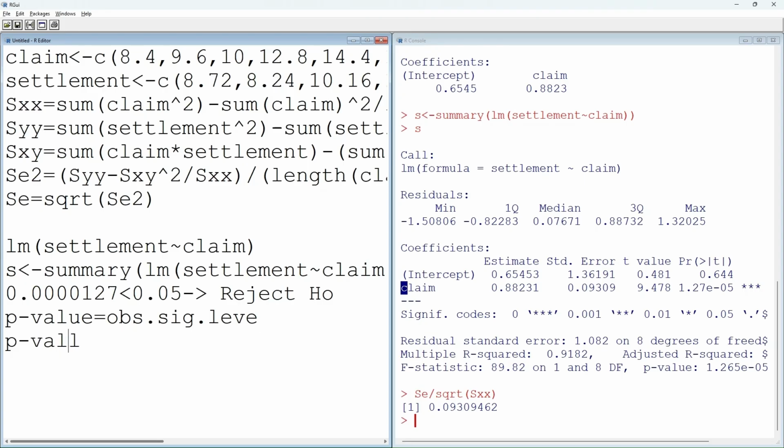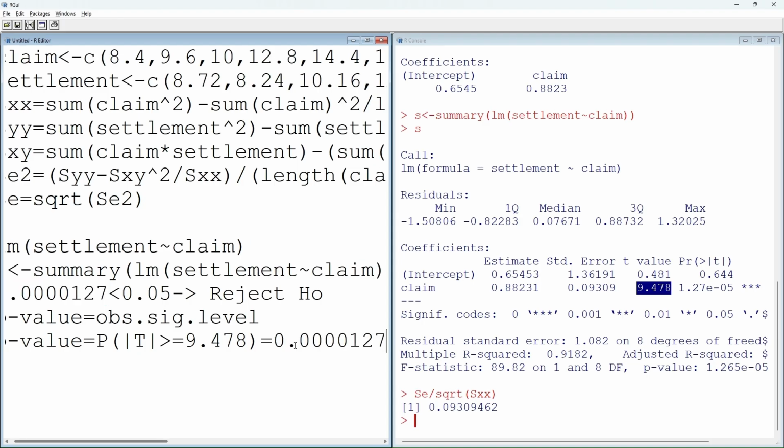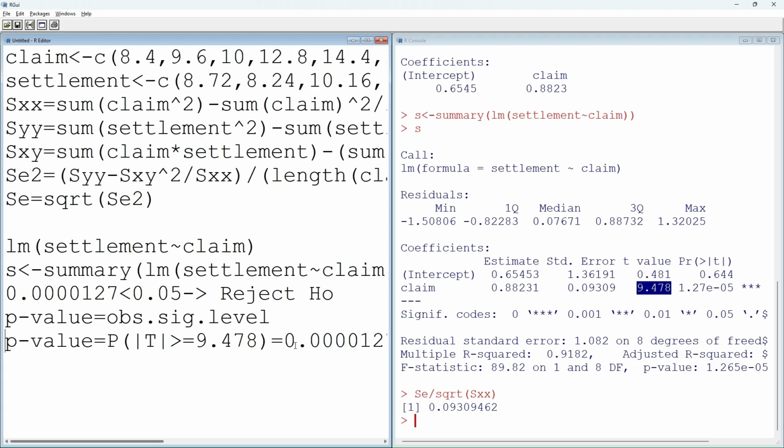We have just had a look at the p-value, being equal to the probability that the modulus of t is greater than or equal to 9.4. And that's what we computed. And this p-value is equal to the 0.0 that you see here. Okay, that's what we just computed, by the way.